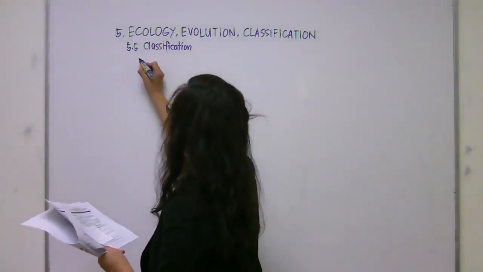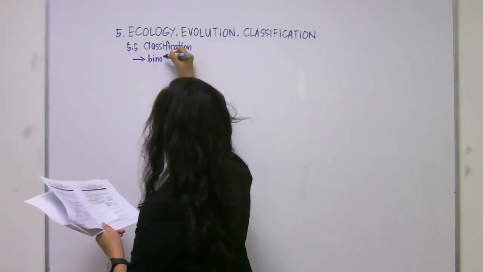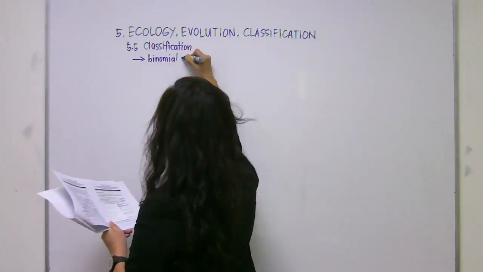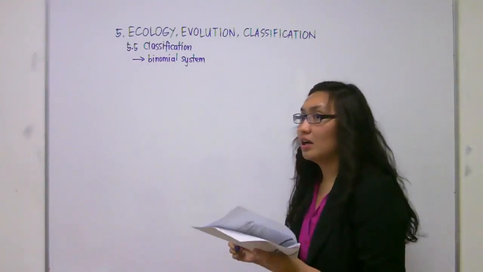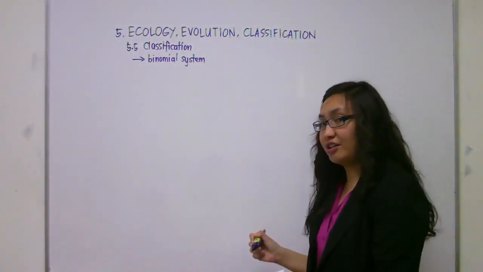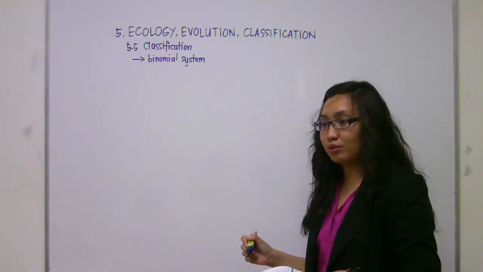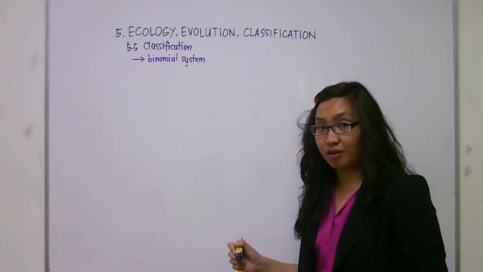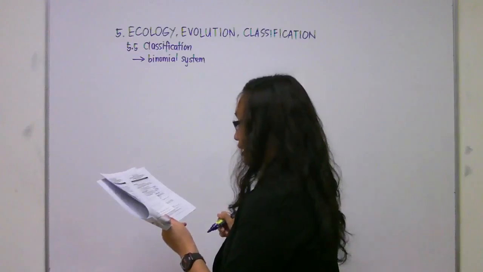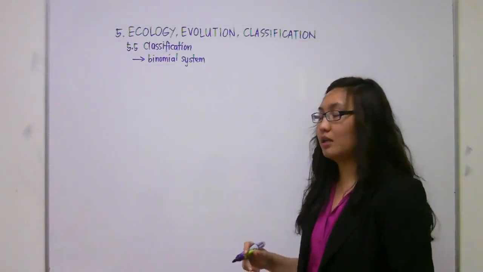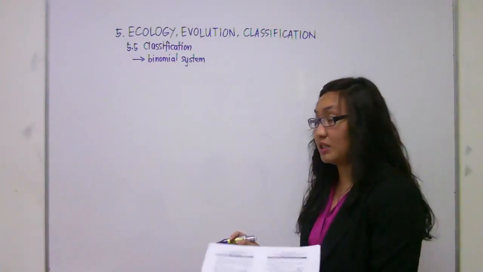First, we need to familiarize our students with the binomial system. The binomial system is the process of giving two names to each organism. The two names are derived from the last two areas in the hierarchy of taxonomy, which are the genus and the species. So the scientific name of most organisms is derived from the genus and the species name.